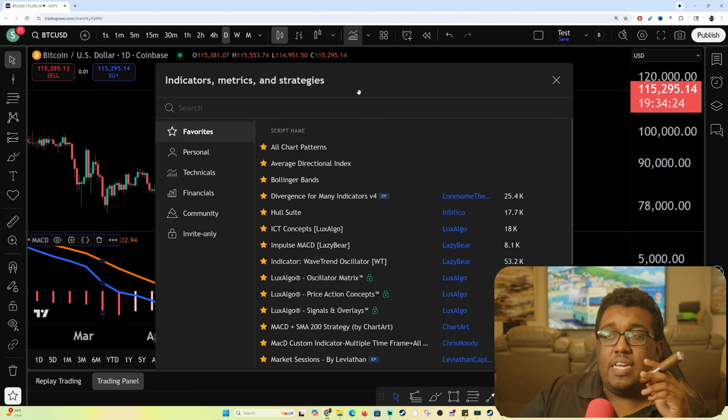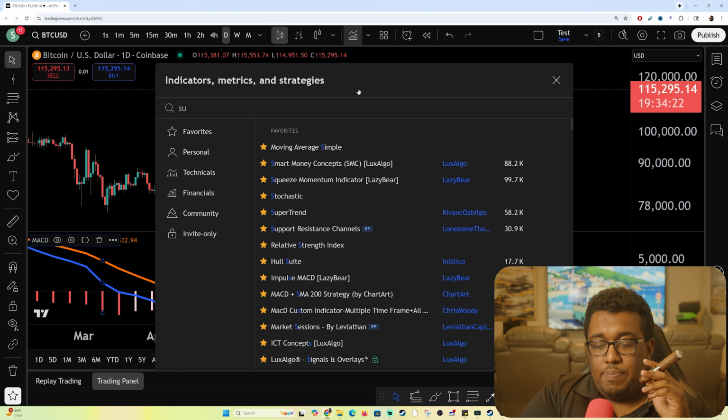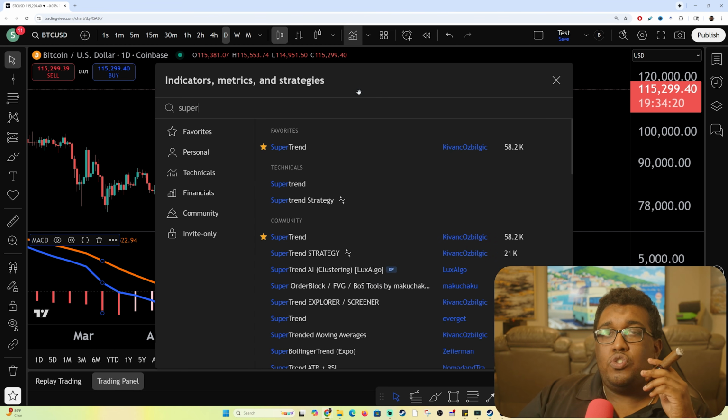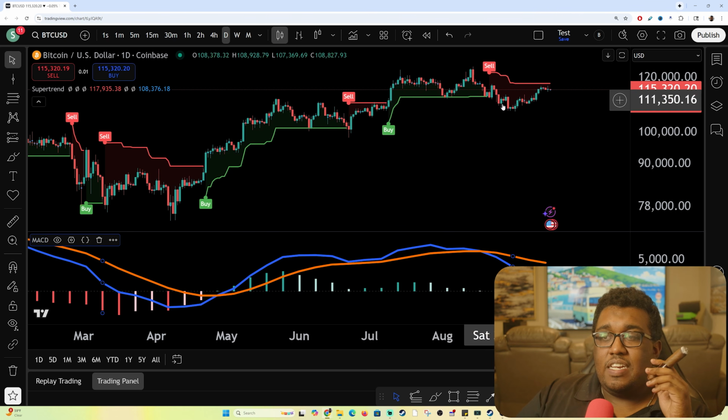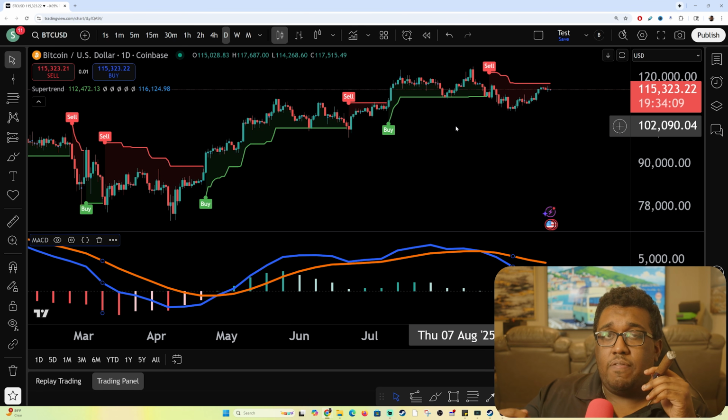Next up, go right back to Indicators, Metrics, and Strategies and just type in the word super because you are going to be adding a super trend. I want you guys to go to the community version by Keyvon and click on this one time. Do not go with the technical version. It's just not as fancy and as nice.